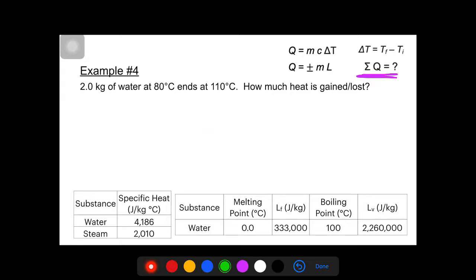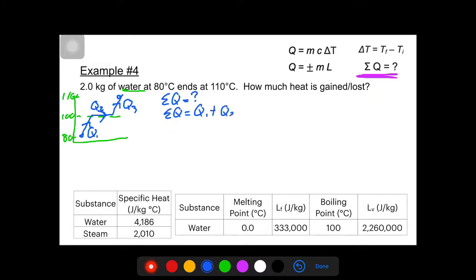Okay, now number 4, similar starting point. We start with a map. We have a temperature of 80. We have a temperature of 110. We're still talking about water. We have a phase change that occurs at 100 degrees. It starts at 80. It ends at 110. We have 3 Qs. We have a Q1, Q2, and Q3. So when we say how much heat was gained or lost, we are saying what's the sum of all my Qs, and we add those 3 things together.